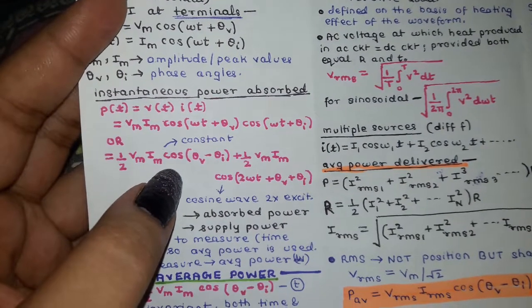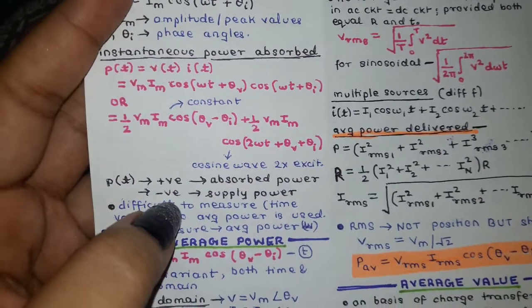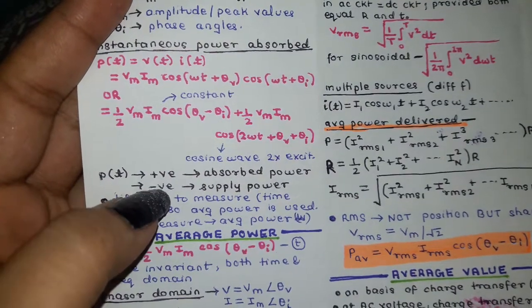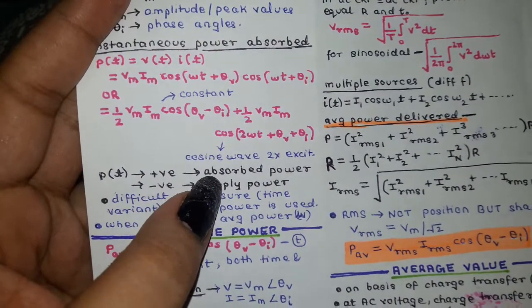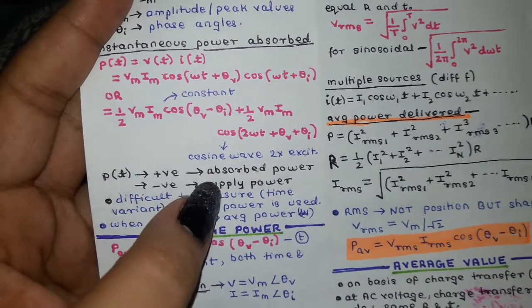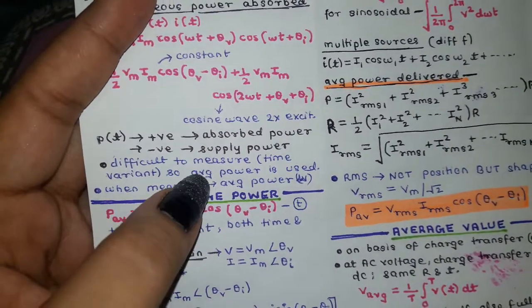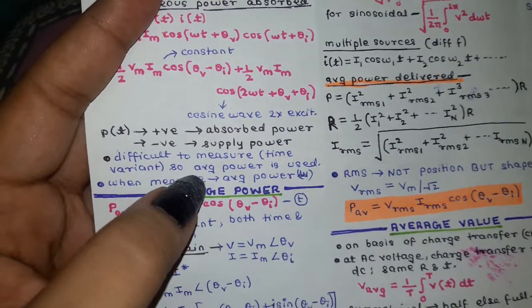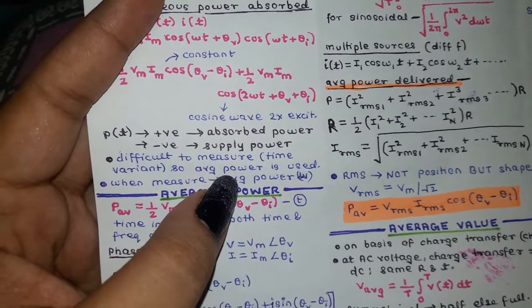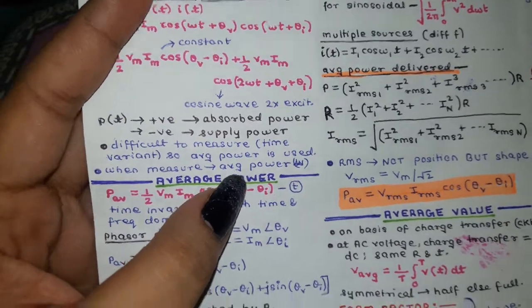given in the numericals. Okay, let's talk about if the power absorbed has a positive sign to it, it means the power is being absorbed. Otherwise, the power is being supplied. It is difficult to measure because it varies with time, so we use the concept of average power, which is measured in terms of watts.